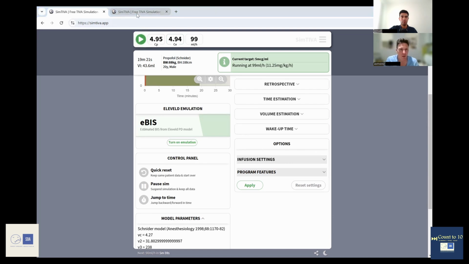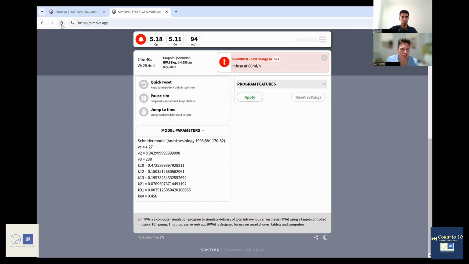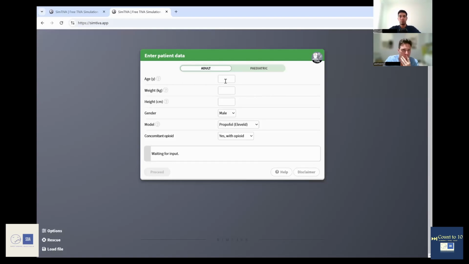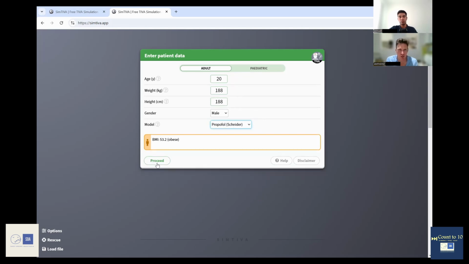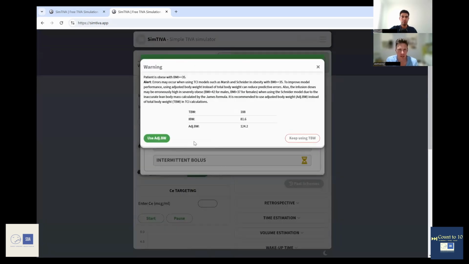So let's stick with the Schneider model. Let's stick with our 20-year-old. But rather than having them 88 kilograms, let's make them 188 kilograms. So this is taking their BMI of 25 and making it more like 53, in the same height. Now, you can't do this on an actual pump a lot of the time, but you can do it in Simtiva. And we're going to go through why.